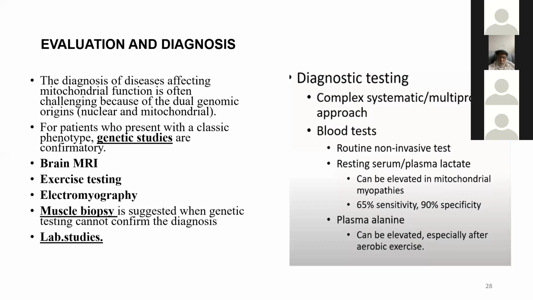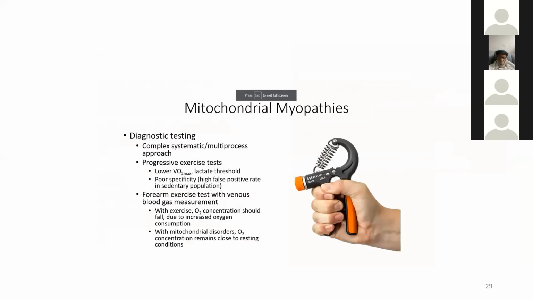This is the exercise test. Again, in mitochondrial myopathy it is different from the exercise test in glycogen storage disease. Here we do a progressive exercise test. We can find lower oxygen. The oxygen cannot rise at the end of the test. Poor specificity, high false positive rate.